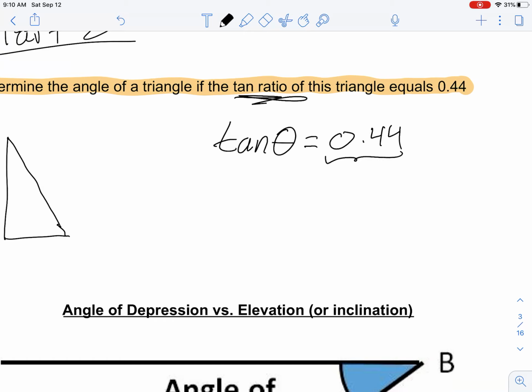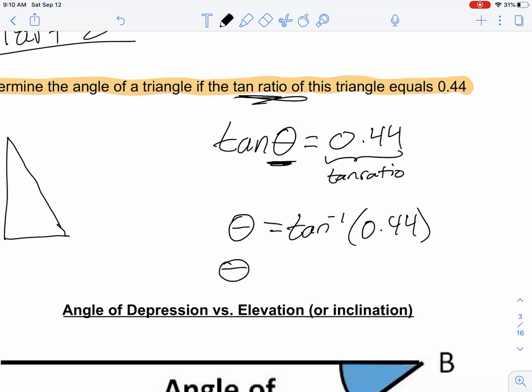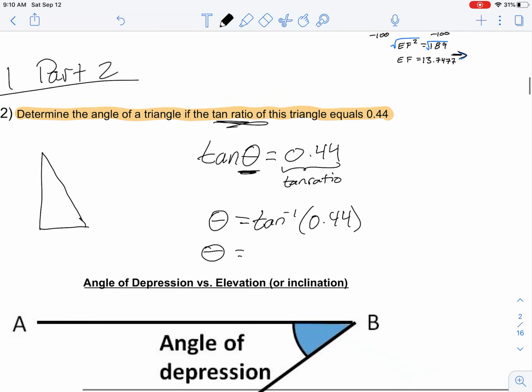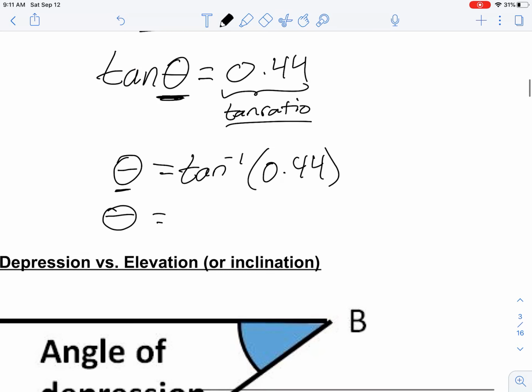Well, we are given the tan ratio. Remember, if we're given the tan ratio and we want to find the angle, we have to use inverse. So in this case, the angle would be tan inverse 0.44. And that's literally it, guys. This is just a question to test your knowledge of if you know what the tan ratio means. If you remember, in order to find a degree, you have to use inverse tan.